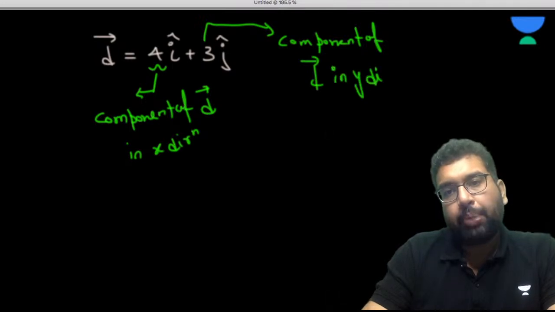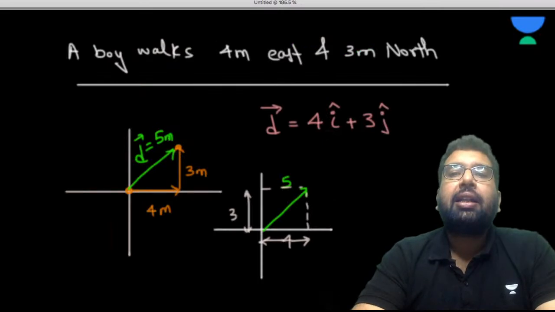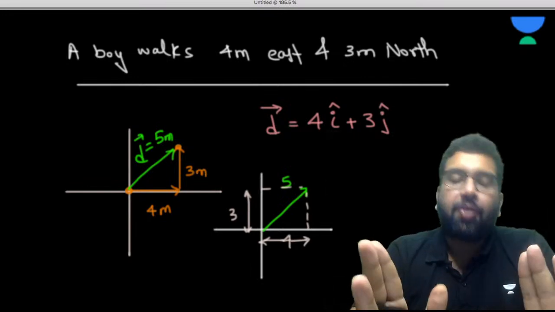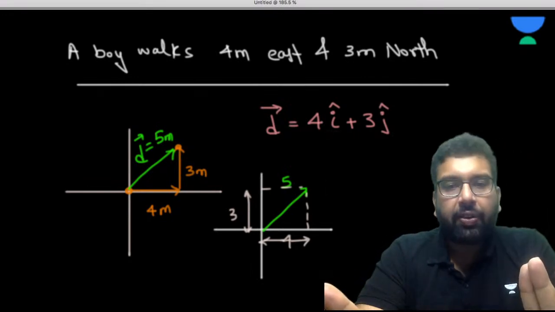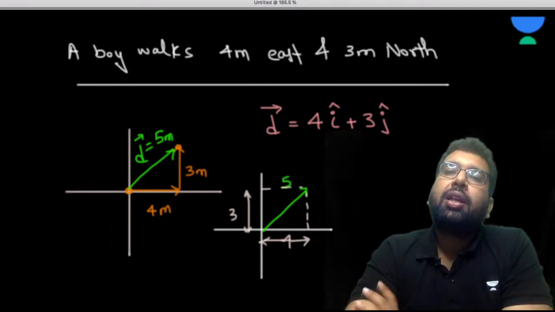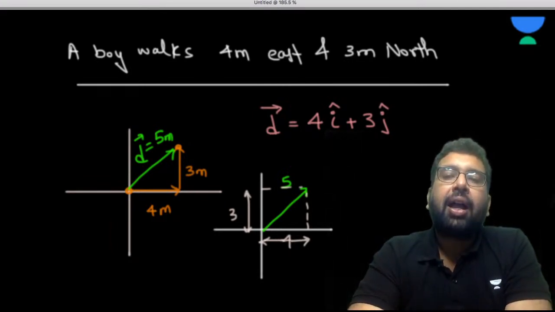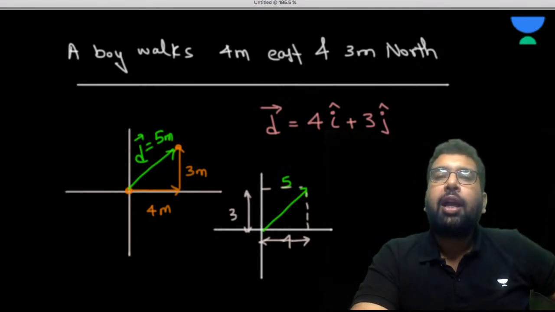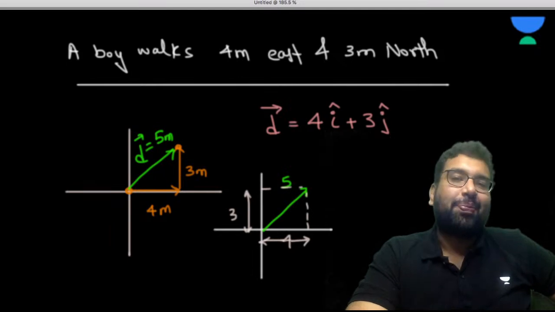So basically, when you are writing the Cartesian form, if you compare both concepts, 5 is the resultant of this 4 and 3. And if you take the components of this vector 5 in x and y direction, you are going to have 4 and you are going to have 3, right?